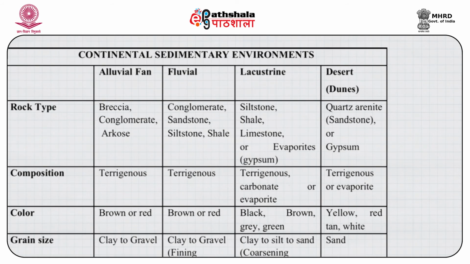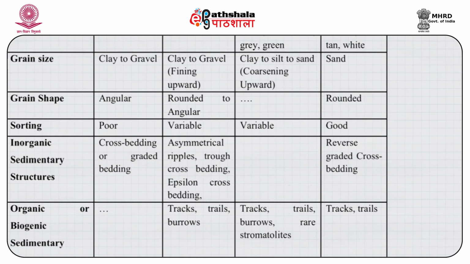The desertic environment or the aeolian environment, in most cases quartz arenite is expected. It is a sandstone, you know, and besides, gypsum at times is reported from desertic environment. They are terrigenous, but the aeolian sandstone many times shows red color. Grain size generally varies from sand to fine sand. The shape of desertic sand is unique. They are generally rounded.